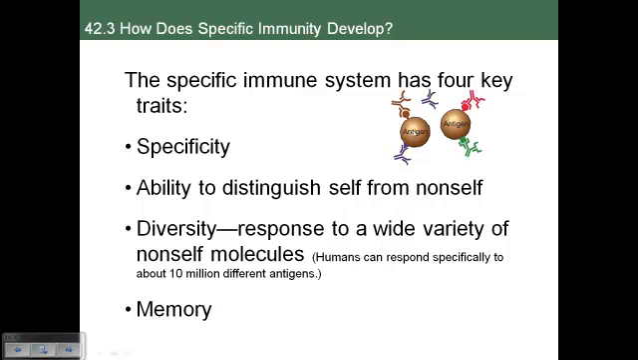So here they're showing you an antigen with the different epitopes, different binding sites, and the different antibodies that are specific to those. So you can see the shape has to match.